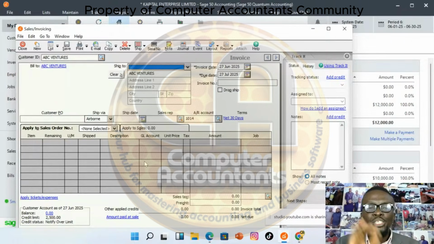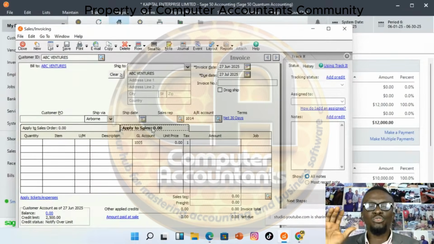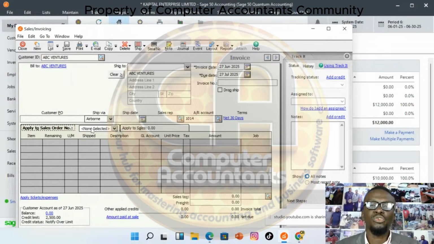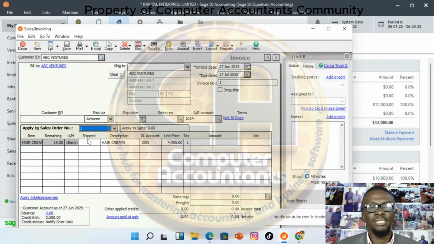So in a situation where we don't want to use the sales order, we want to discard it, let it remain in the system as mere document, you just click on the second folder tab using apply to sales. That means that you just go in direct and enter the invoice. But we are running with the sales order. So this is the first invoice we are having today. So you drop down. Did you see it open?